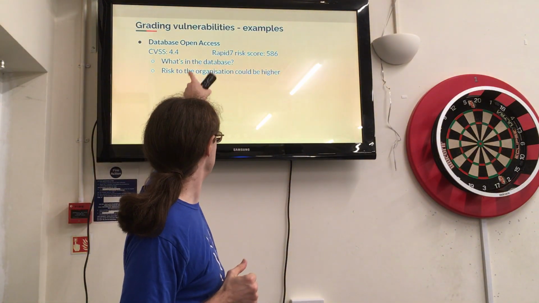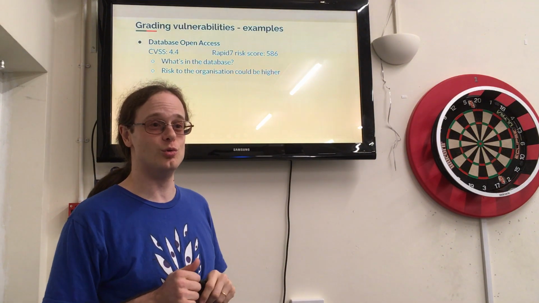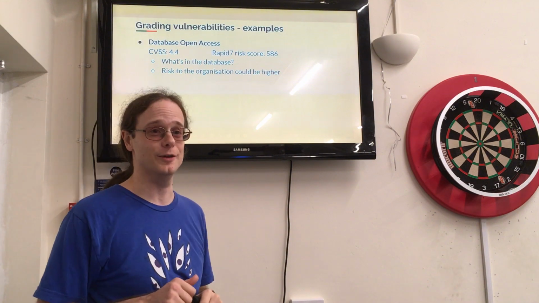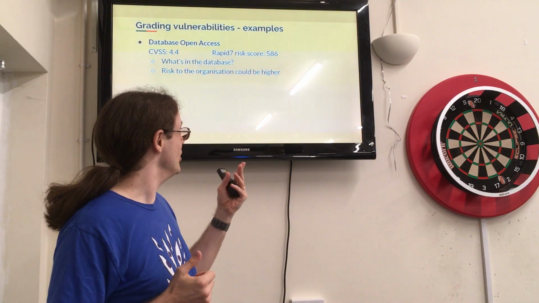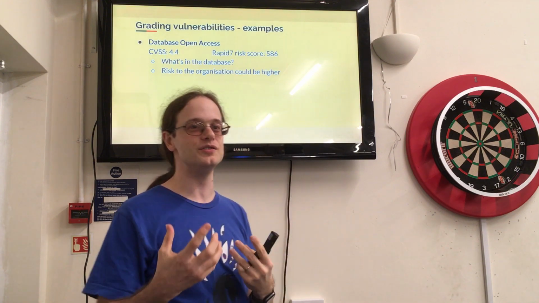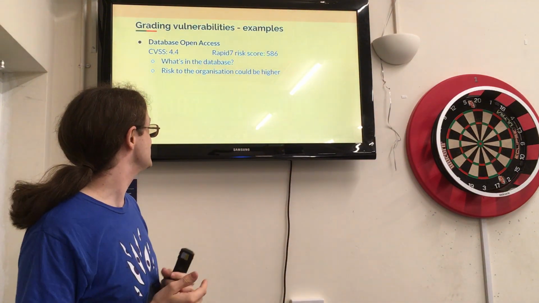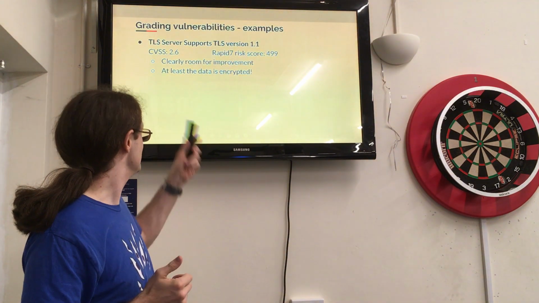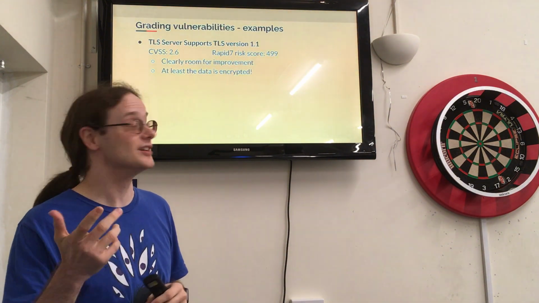At which point for me, that CVSS score of 4.4, fairly run-of-the-mill, middle ground, that would become a 10. Maybe a 9, because if it was on the internet, then that would definitely be a 10. But it's having that knowledge of what you're working with in order to see, well, how do we need to change things up? The TLS server supporting an old version of TLS that I mentioned a minute ago.